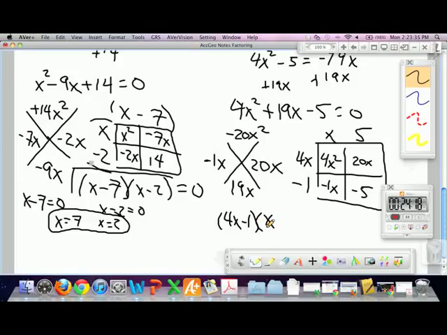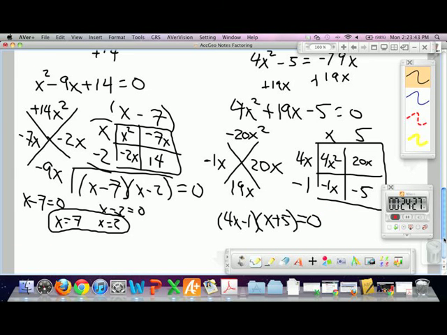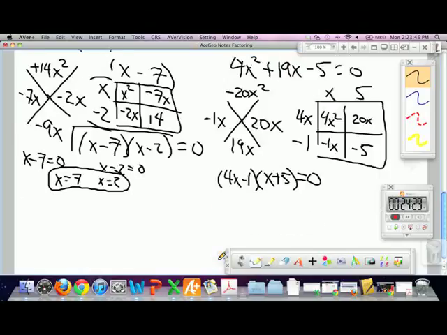To finish this problem, we'll solve each of these. I'll create little two-step equations. We have 4x minus 1 is 0, or x plus 5 is 0. Add 1, divide by 4, we get x equals 1/4. Subtract 5, you get x equals negative 5. There are your two solutions.